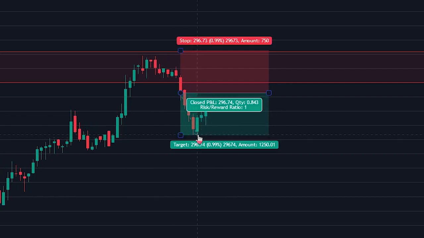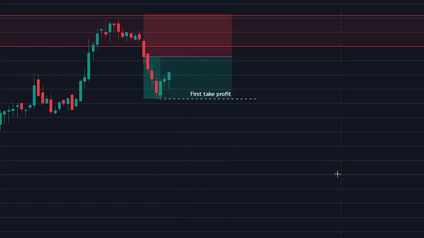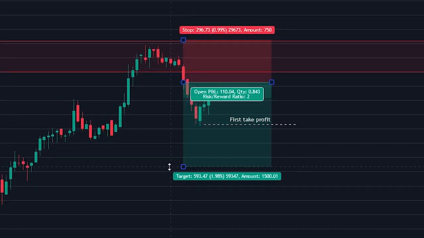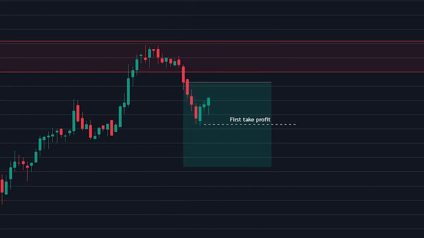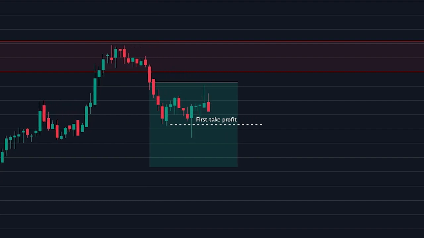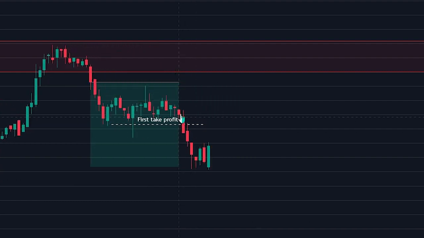As you can see, the first take profit level was hit. This means that we can now target a 2 times risk to reward ratio for the remaining amount of the position. After doing so, we will also set the stop loss to break even. Now let's see how the price action will react. As you can see, the trade was very profitable.